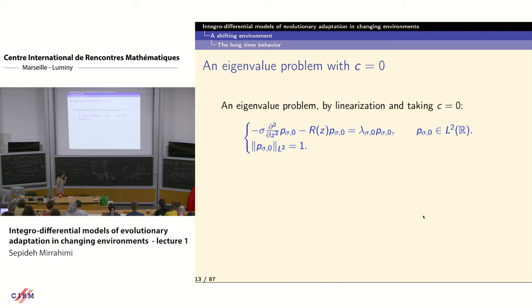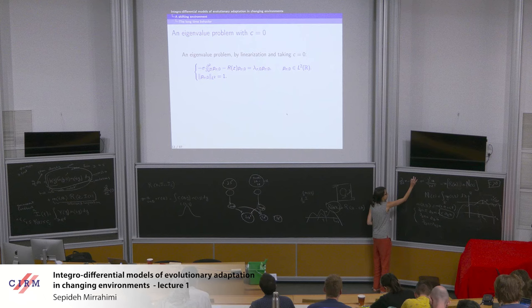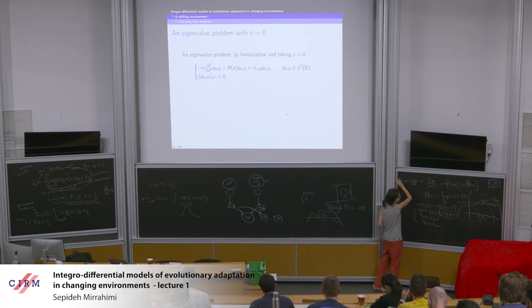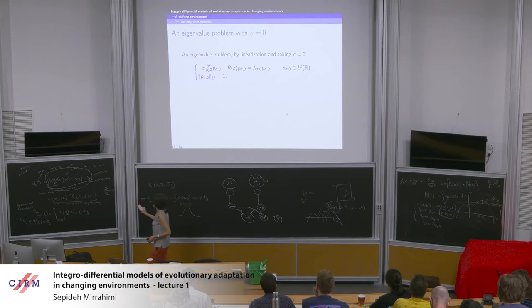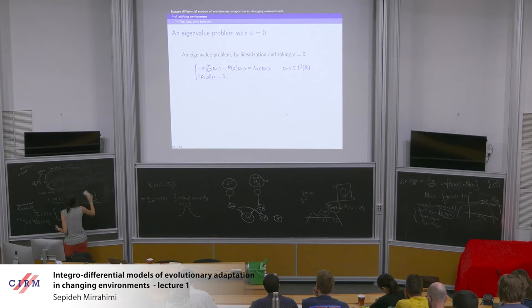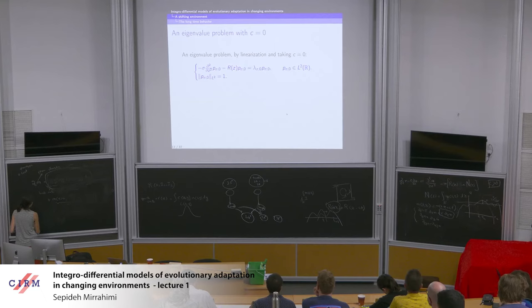Okay, so to be able to describe the long time behavior of the solution, we will have to introduce some eigenvalue problems. A first eigenvalue problem is when we take c equal to zero, so we forget about this. So there are some eigenvalue problems that are important in the analysis. The first one is when c is zero, and the second one is when c is positive.